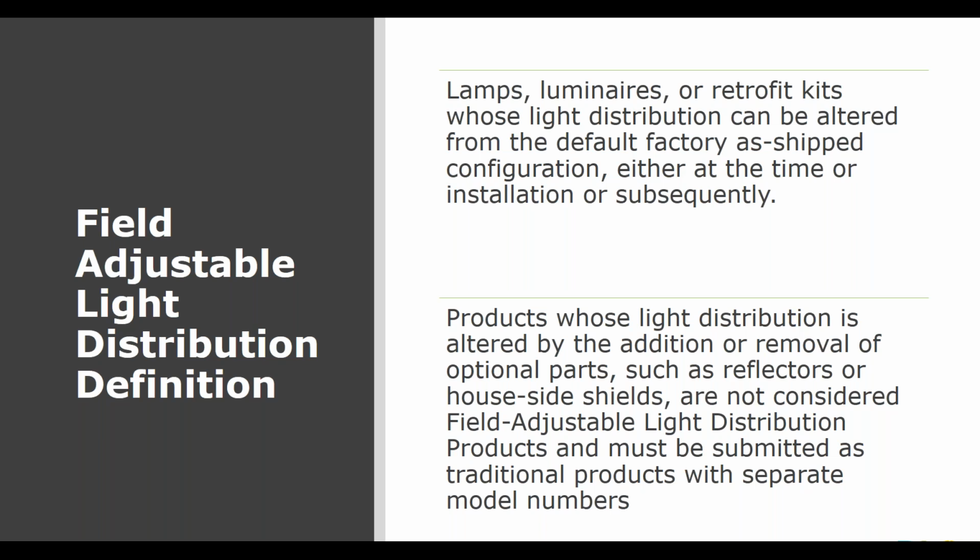The second part of this is important. A product whose light distribution is altered by the addition or removal of optional parts, such as reflectors or house-side shields, are not considered field adjustable light distribution products. So if in order to change the distribution, you've got to install different parts, then that's not considered a field adjustable light distribution product. Those products would be considered more static products and qualified the way traditional products have been with DLC. What we're talking about here is just products that you can dynamically adjust the distribution in the field without the addition of additional parts.